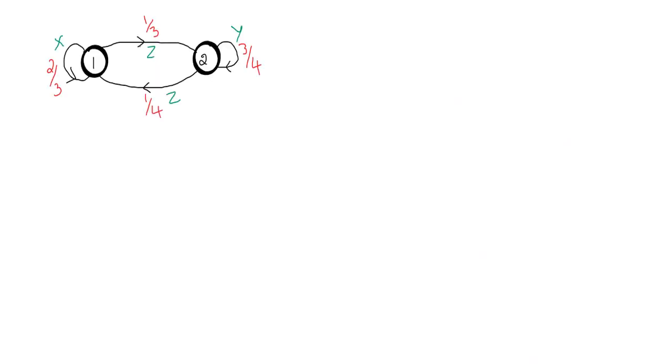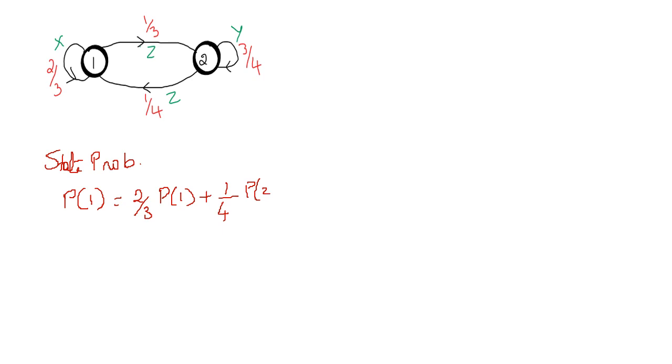To find the state probabilities, we need to write the state equations. From the state diagram we can write P of 1 is equal to 2 by 3 times P of 1 plus 1 by 4 times P of 2. So this is your first equation for state 1. The second equation: P of 2 will be equal to 3 by 4 times P of 2 plus 1 by 3 times P of 1. So this is the second equation.